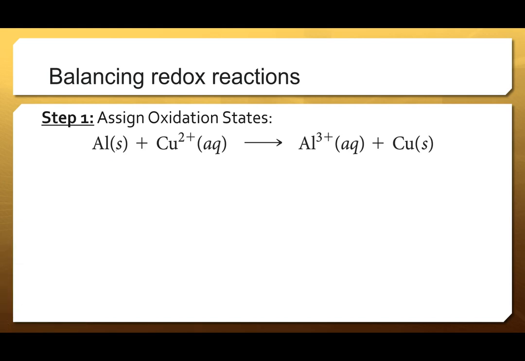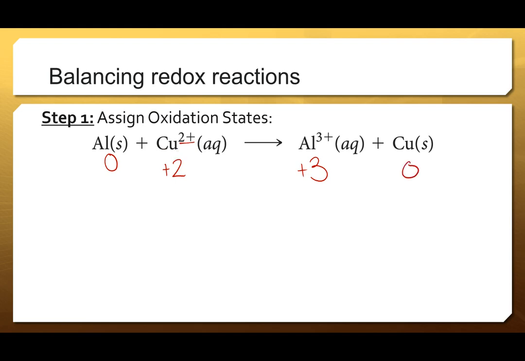So the easiest ones, remember, are the free elements. So aluminum is by itself, that's a 0. Copper is by itself, that's a 0. Okay. This guy right here is a monoatomic ion. So with monoatomic ions, the oxidation number is just the charge on that ion. So this one is a +2, and this one is a +3.